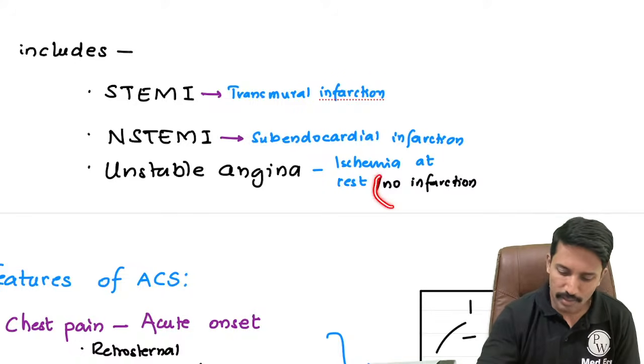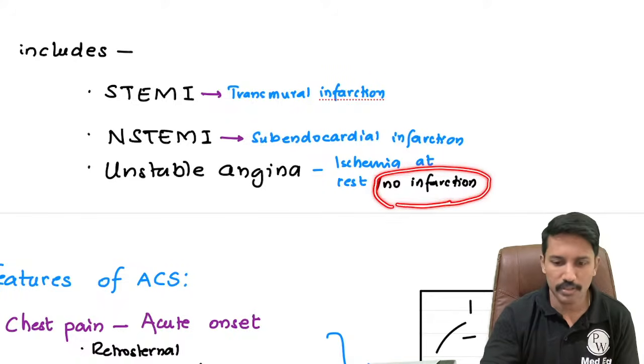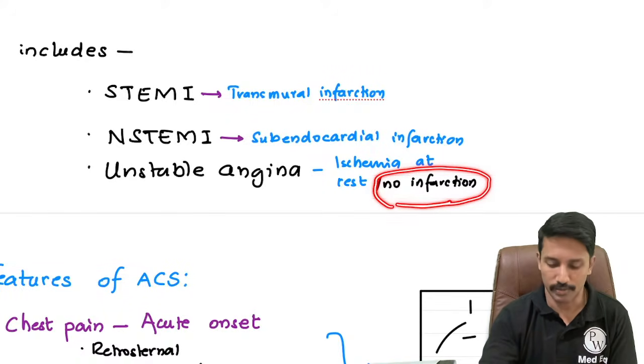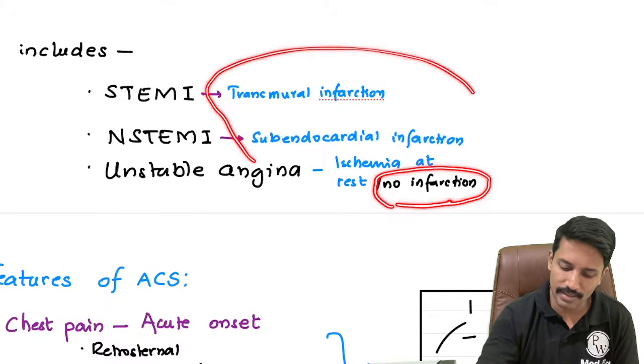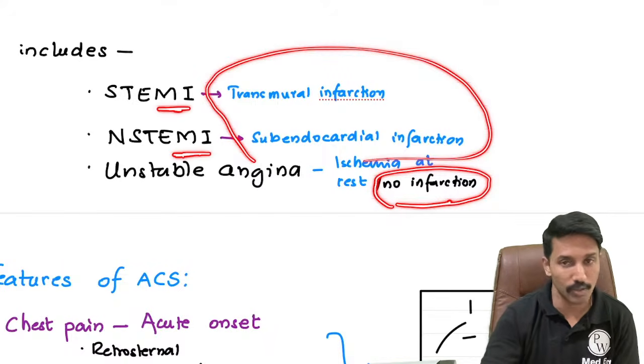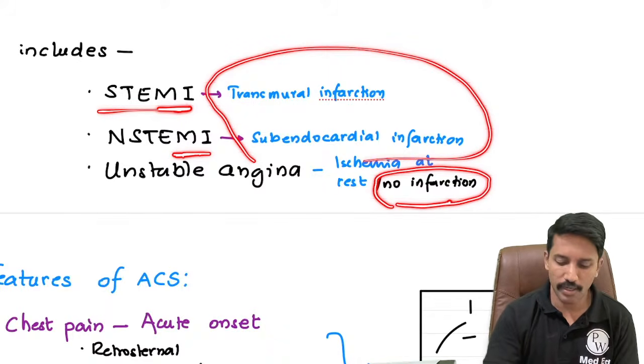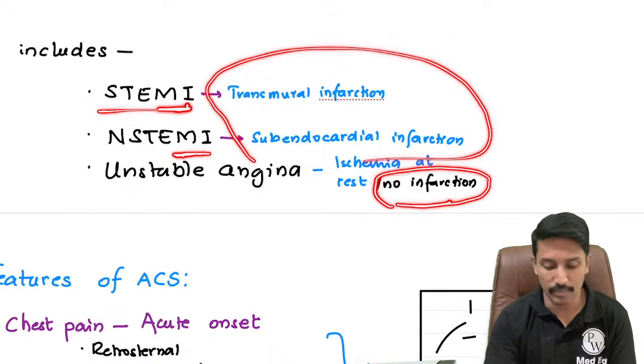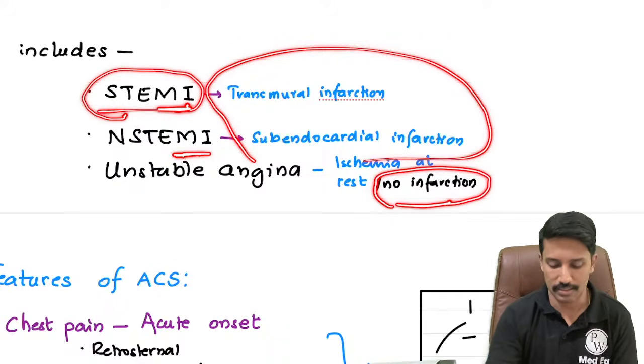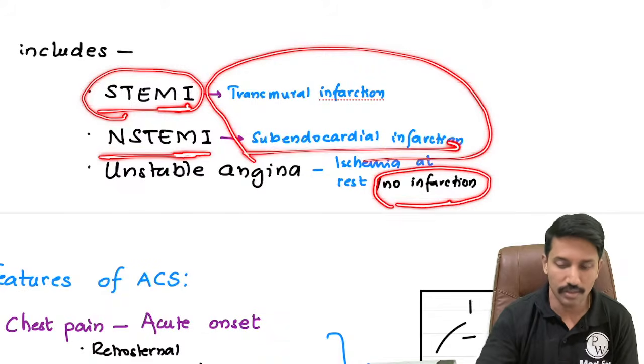So in case of unstable angina, because there is no infarction or damage, these markers will not be released into blood. On the other hand, in the MI cases, whether it is STEMI or NSTEMI, these markers will be released into blood. For STEMI, I don't need to rely on the markers. I am diagnosing it with the ECG.